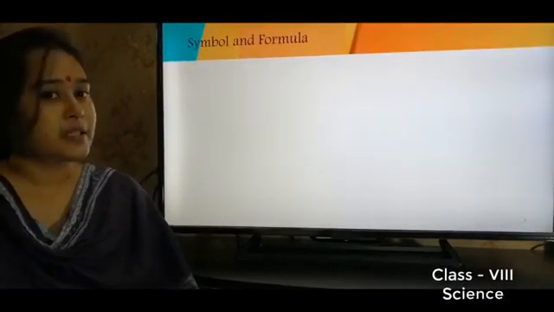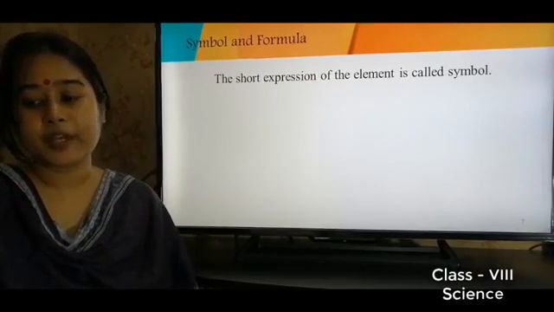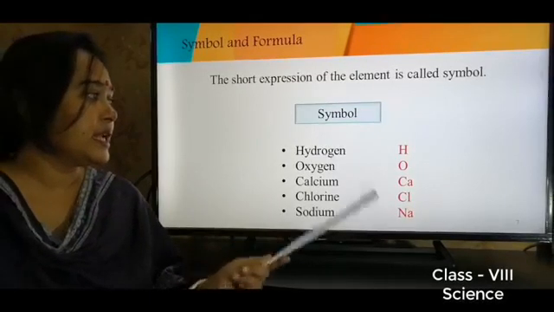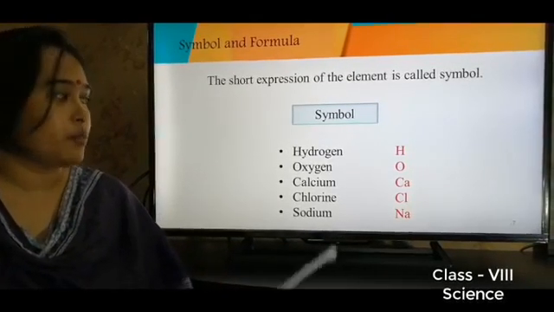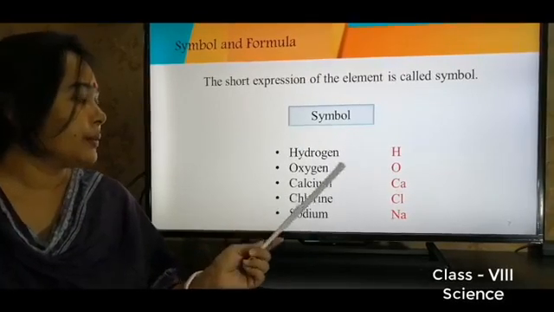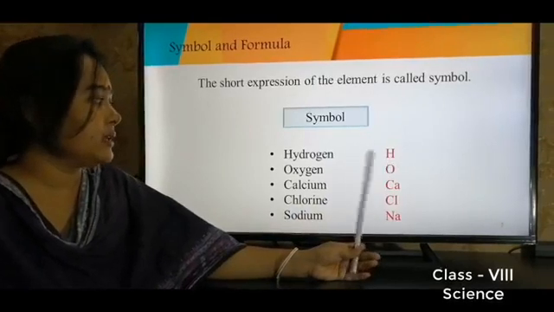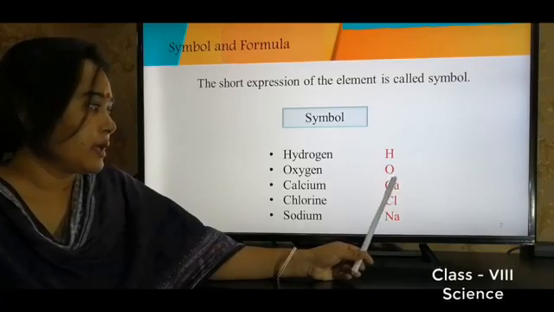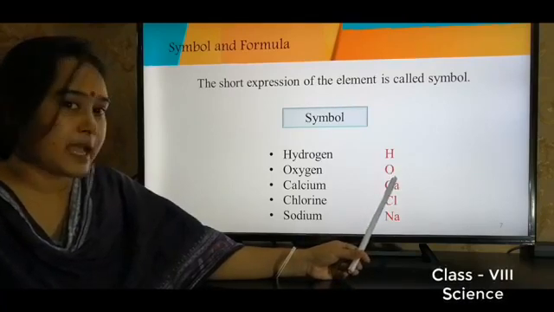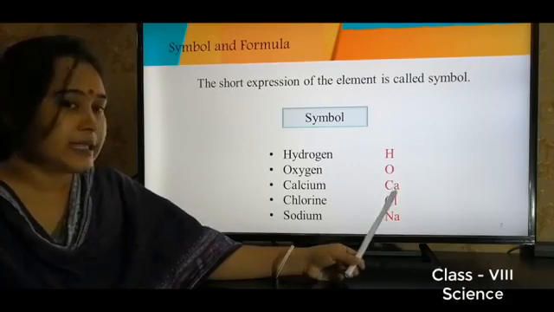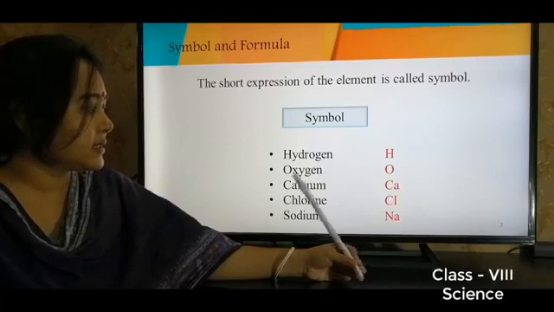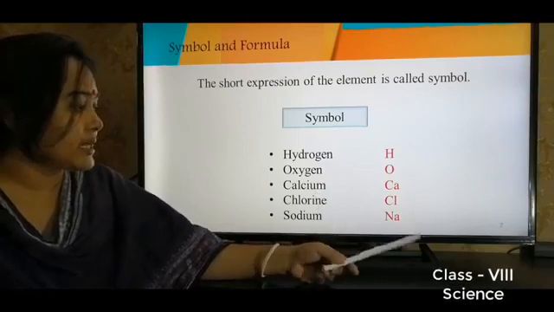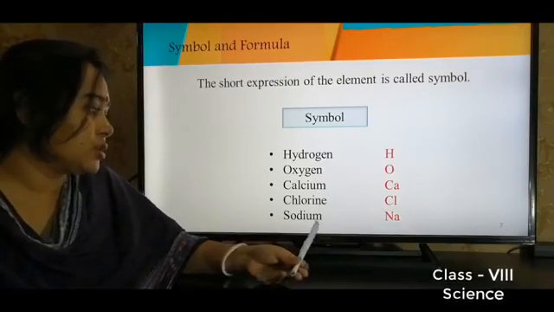So what is symbol and formula? The short expression of the element is called symbol. Whenever we are expressing an element in a short form, that time we use symbol. Like by this H, we can understand this is the symbol of hydrogen. Here O, by this symbol we can understand this is oxygen. And Ca, this is the symbol of calcium. Cl, this is the symbol of chlorine. And Na, this is the symbol of sodium.